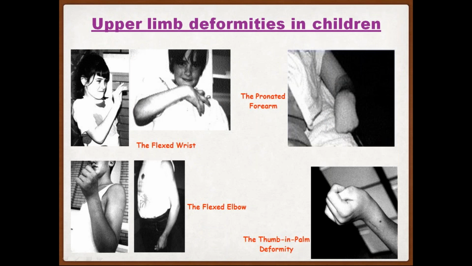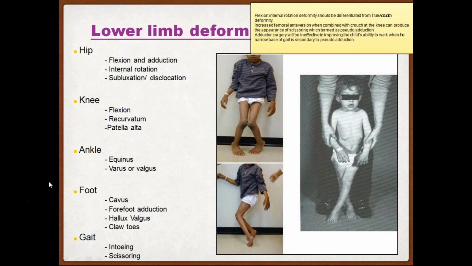So there are different deformities present in the lower limb. In the hip: flexion, adduction, internal rotation, subluxation, dislocation. Knee: flexion, recurvatum, patella alta. Ankle: equinus, varus and valgus. Foot: cavus, hallux valgus, claw toes. So there are different deformities present in the lower limb.